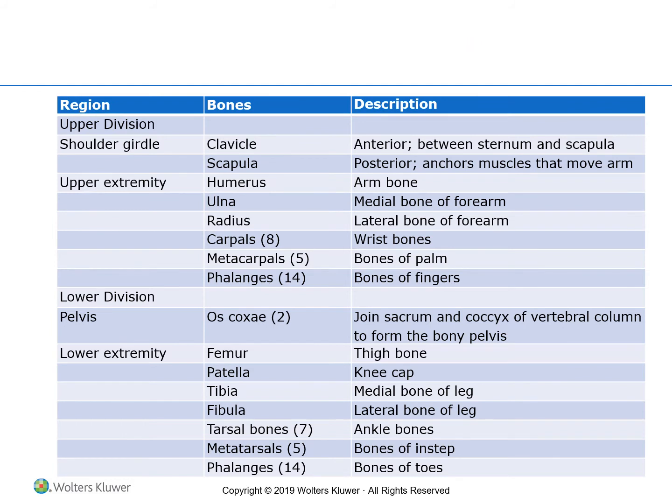Now I'm looking at the bones. This is summarizing the bones of the upper division and lower division. When we are calling upper division, we are looking into the shoulder girdle that has 2 bones, and the upper extremity has from humerus to the phalanges, and the lower division will have the pelvis with the lower extremity from femur to phalanges.